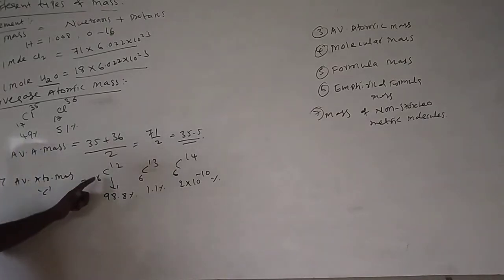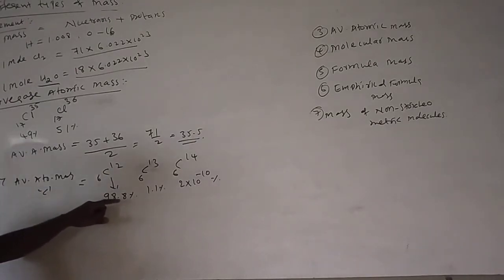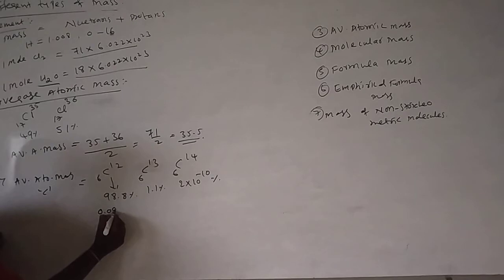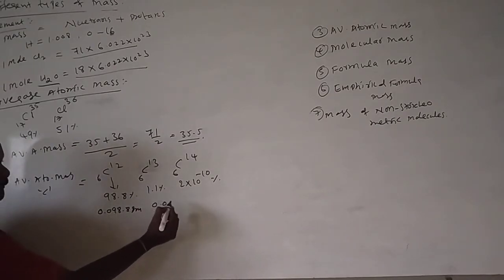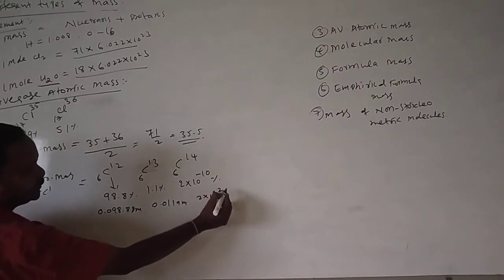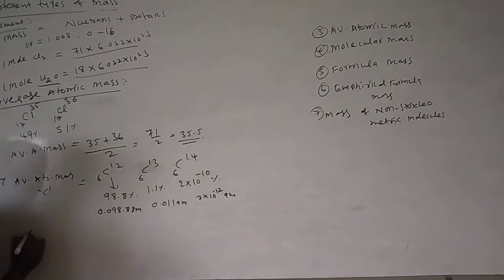That means carbon-12 is 98.8%. Make up into 1 gram. That means 0.988 grams. Here 0.011 grams. Here 2 into 10 to the power of -12 grams. We make up into 1. Okay, we get this percentage. Then we calculate the average.